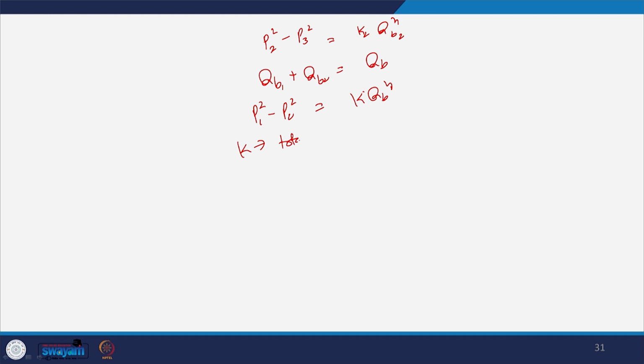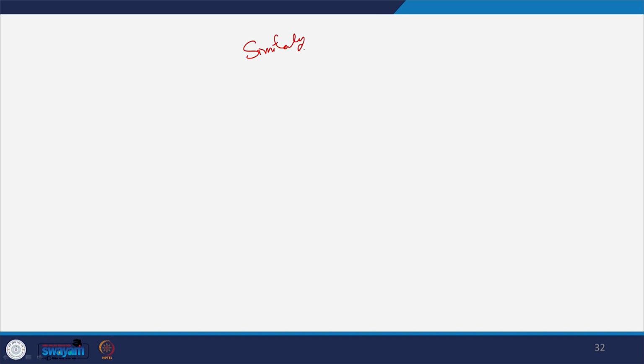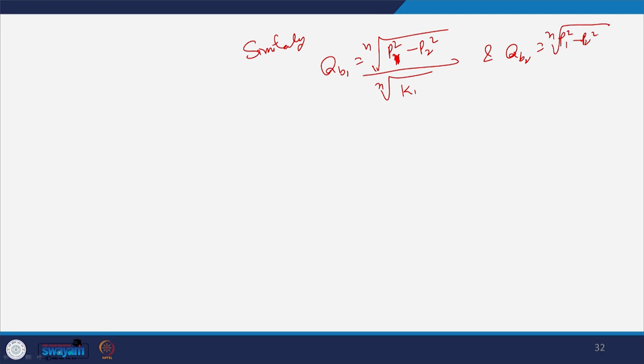Now K is the total resistance of a pipe substituted for the loop. So if we rearrange the above equation, we get QB1 is equal to nth root of P1 square minus P2 square upon K1. Similarly, QB1 is represented as nth root of P1 square minus P2 square upon nth root of K1, and QB2 is equal to nth root of P1 square minus P2 square upon nth root of K2. And the general equation can be represented as QB is equal to nth root of P1 square minus P2 square upon nth root of K.